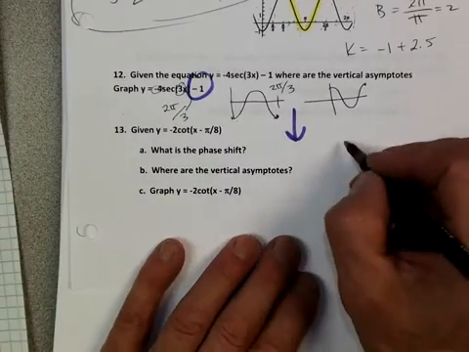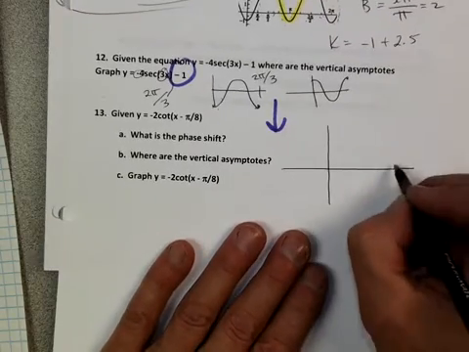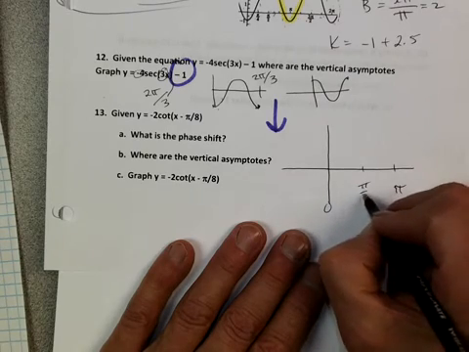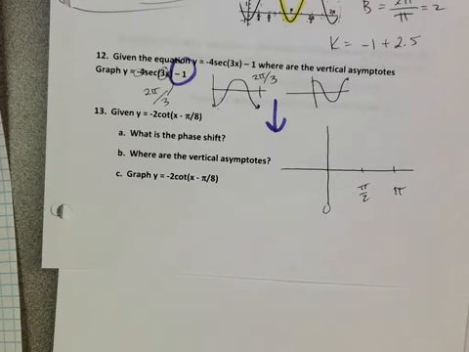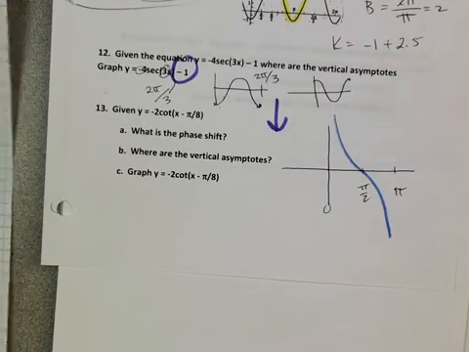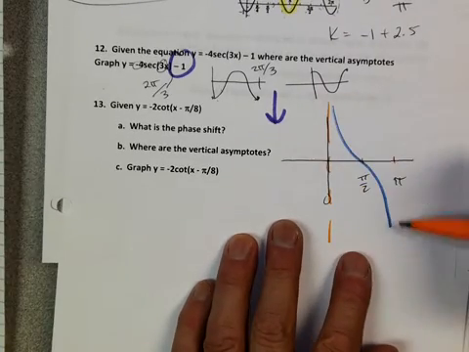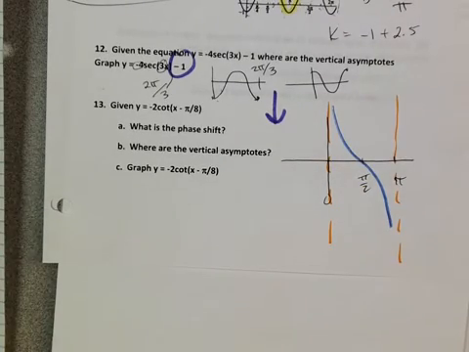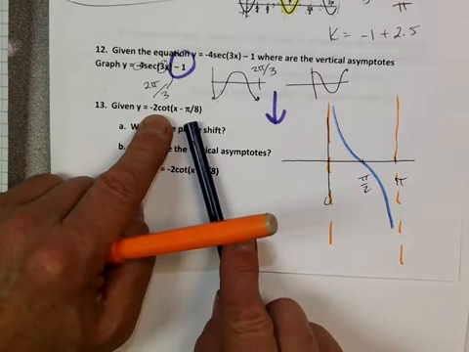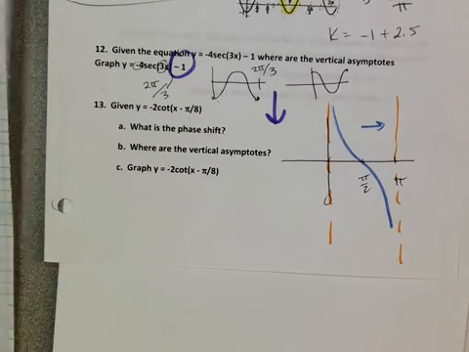So, before we do 13, we need to know what a cotangent curve looks like. A standard cotangent curve looks like this. Okay, a standard cotangent curve looks like this. We're going to have asymptotes here and here. What we're going to do with this is we're going to make it upside down, and we're going to shift it pi over 8 forward, okay?